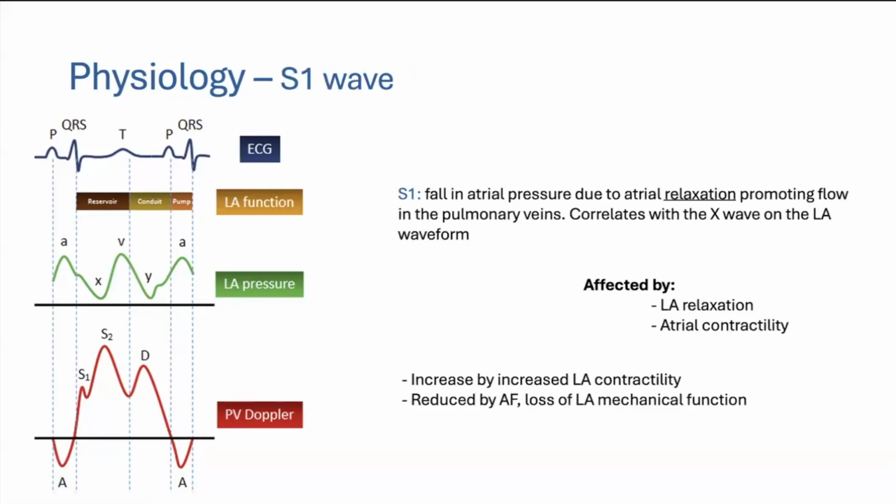The second wave is the S1. So S1 correlates with the initial part of the X descent on the LA waveform. At that point you get the atrial relaxation, and the atrial relaxation promotes a movement of blood into the pulmonary veins. It's affected by the ability of the left atrium to relax, and therefore it's also affected by the contractility of the left atrium. Things that will make it increased are elevated LA contractility, and things that will make it smaller are AFib, because you don't really have proper mechanics of the left atrium.